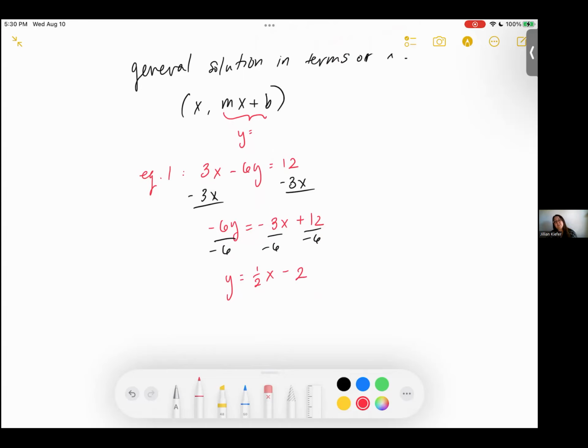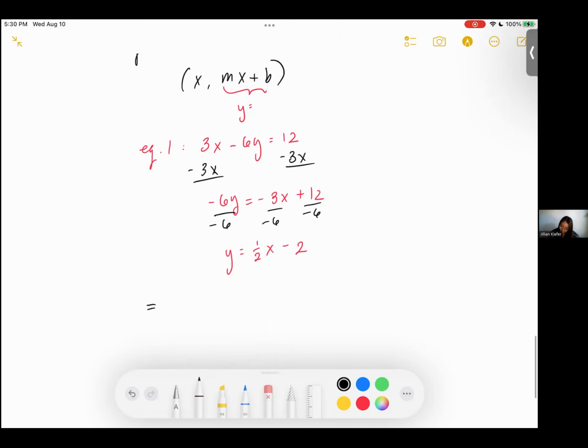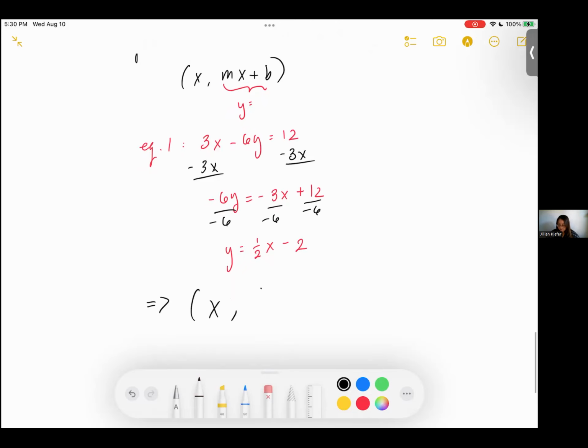So our general solution for this problem needs to look like x comma mx plus b. In this case, m is 1/2, b is negative 2. So our general solution for our problem has to look like this: parentheses, x, comma, 1/2 x minus 2.